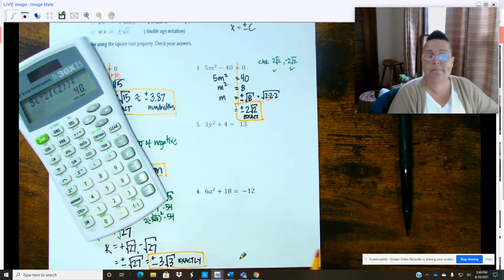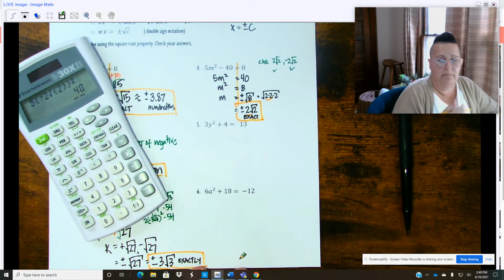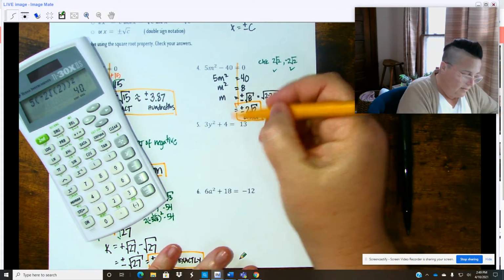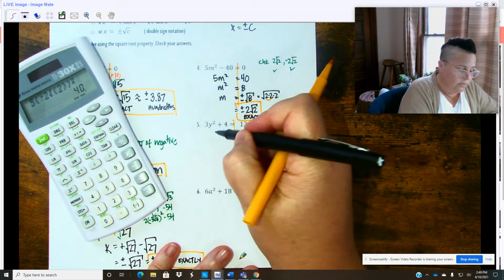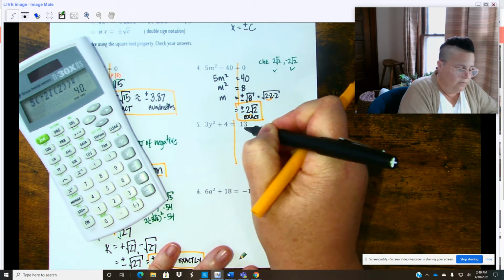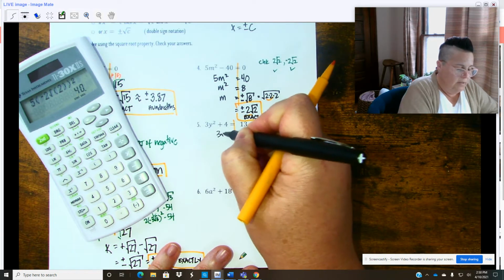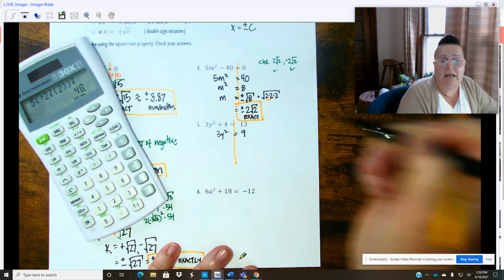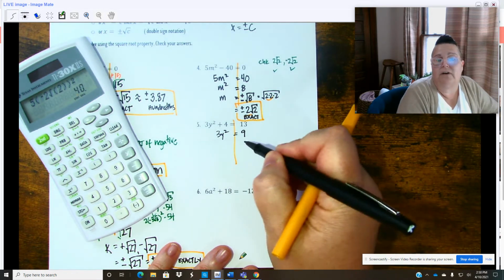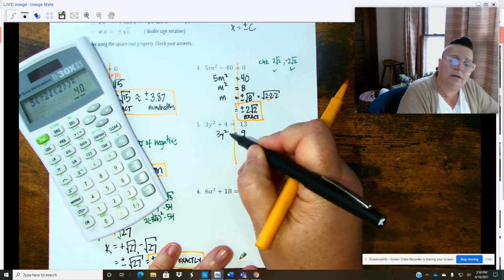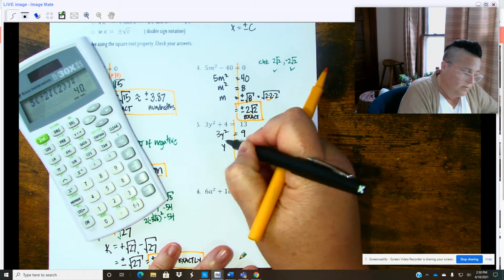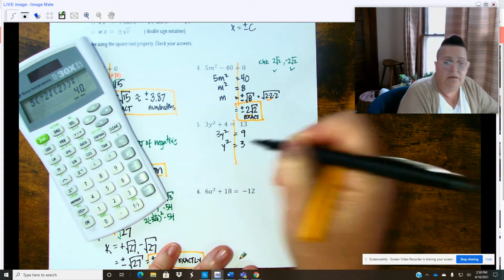Okay. All right, problem number 5. Left side, right side, I'm going to have a 3y squared plus 4 is equal to 13. So I'm going to subtract 4 from both sides. 3y squared is equal to 9. I'm then going to divide both sides by 3 because the goal is to isolate our squared here. So y squared would be a 3.